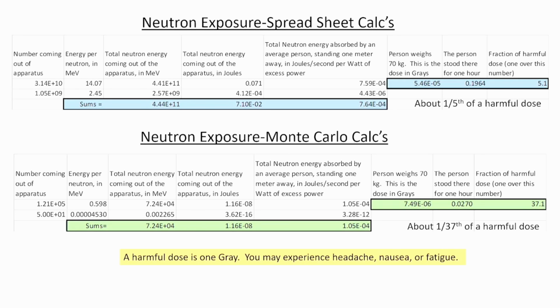And then if that person is an average size person, you're going to get 1/5 of a harmful dose if they stand right there next to that reactor for an hour. That's what I calculated for my spreadsheet. The Monte-Carlo simulations calculated something similar. 1/37th of a harmful dose is all that they're going to get. A harmful dose is not the lethal dose. That's just, you might get a little headache, you might feel nausea or some kind of fatigue. So it's a small fraction of a harmful dose.